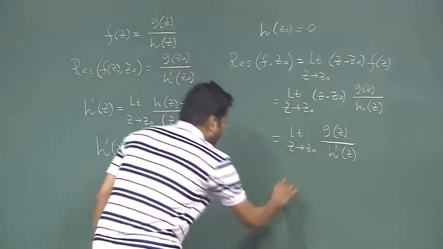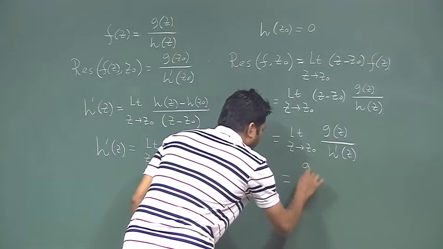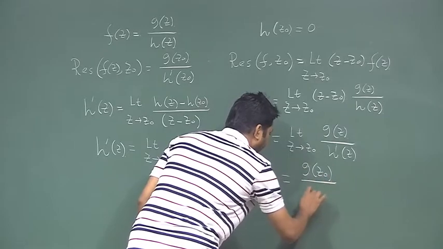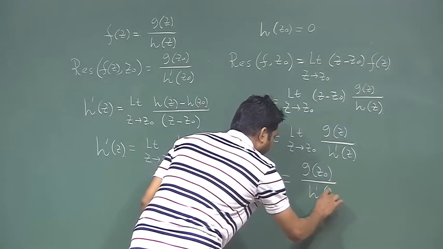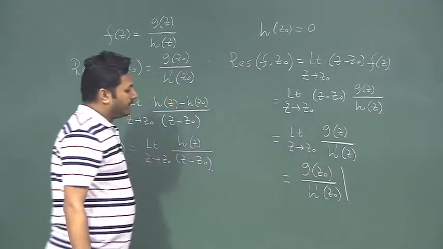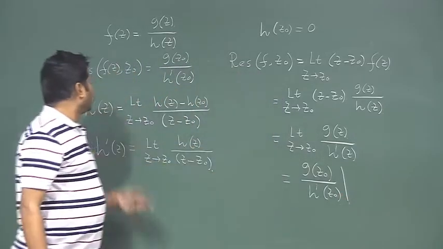Now, I am allowed to put the limit. If I put the limit, it will come like g of z0 divided by h prime of z0, which is our recipe and which is already written here.